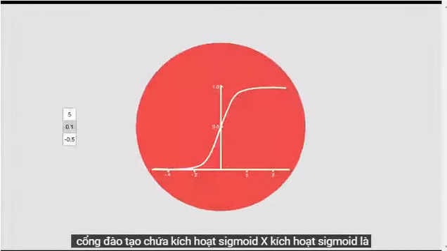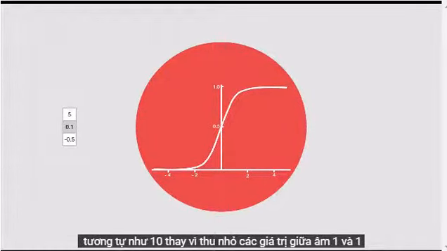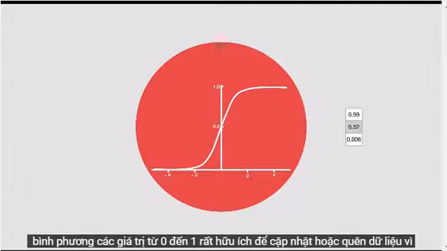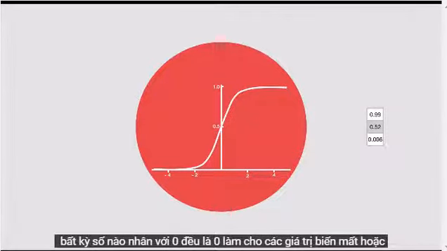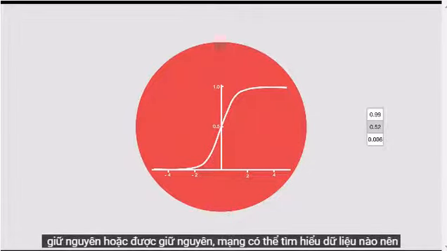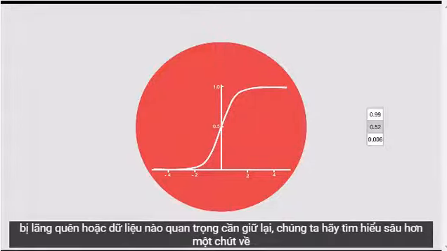Gates contain sigmoid activations. A sigmoid activation is similar to the tanh. Instead of squishing values between -1 and 1, it squishes values between 0 and 1. That is helpful to update or forget data because any number getting multiplied by 0 is 0, causing values to disappear or be forgotten. Any number multiplied by 1 is the same value, therefore, that value stays the same or is kept. The network can learn what data should be forgotten or what data is important to keep.